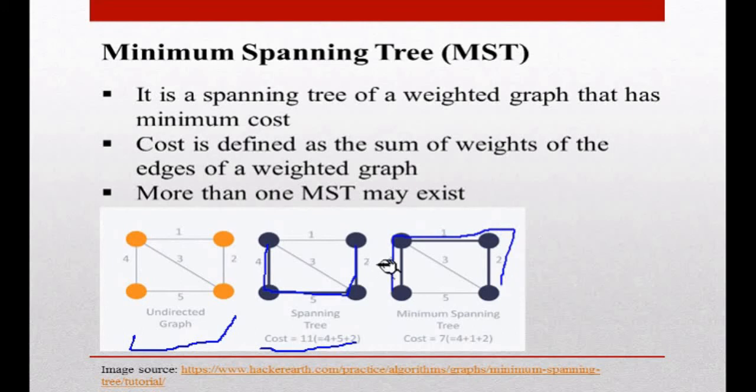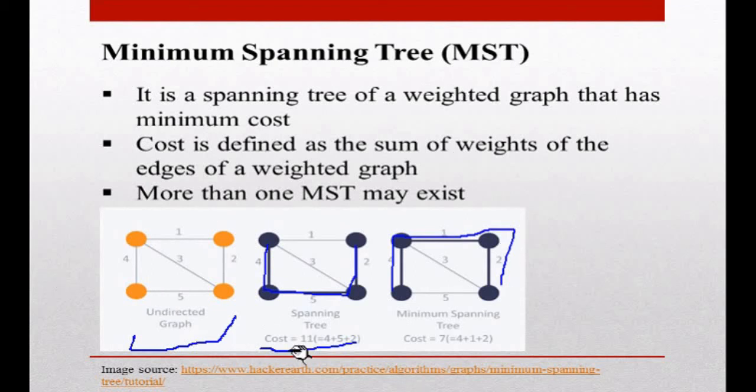So this is 4 plus 1 plus 2, 7. So this is a better spanning tree than this one, and you cannot create any spanning tree whose cost is less than that of this particular spanning tree. So we can intuitively say that this is the minimum spanning tree for this particular weighted graph.